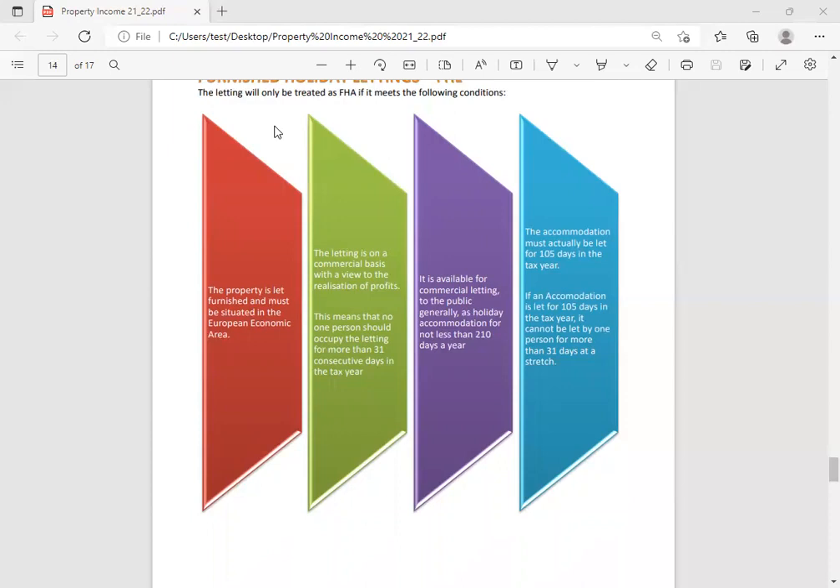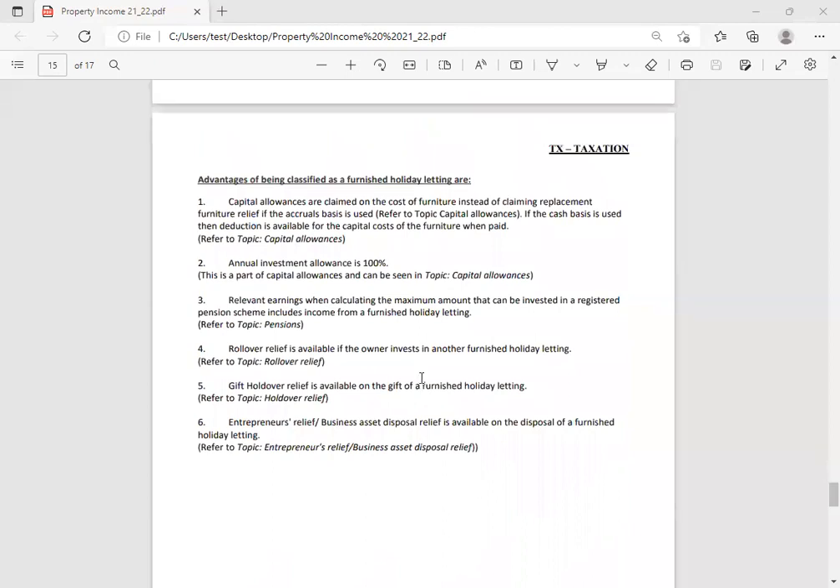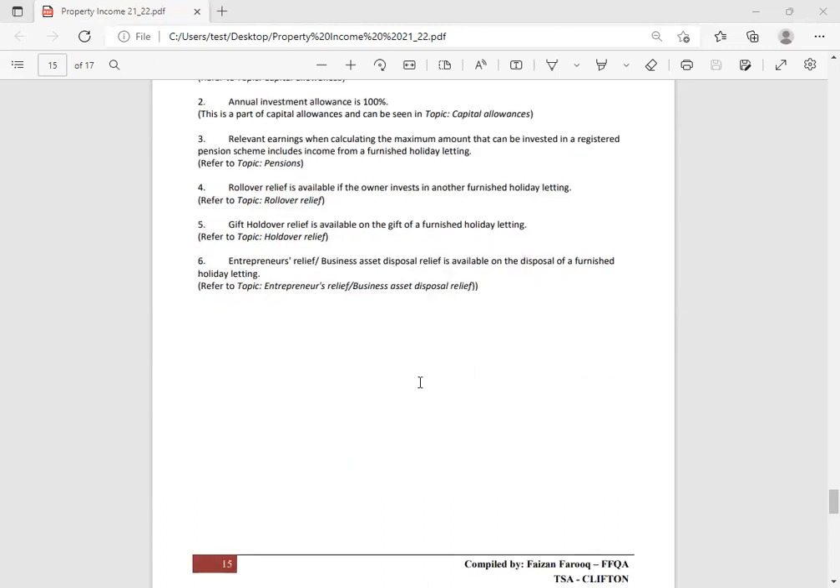No questions. If accommodation is furnished holiday letting, what will be the tax impact? So there are these six impacts, and all six will be part of our future course. These are part of our future chapters, and once we do those chapters, we are going to discuss them. Only one difference we will discuss right now.